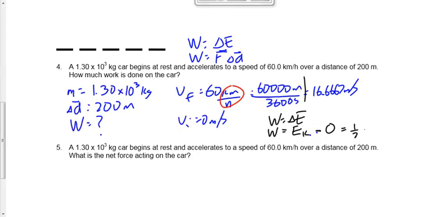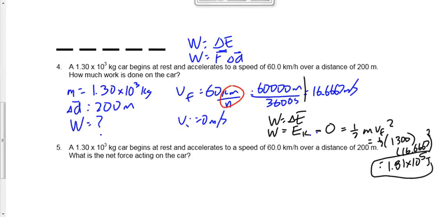So all we're going to do here is say 1/2 of m vf squared. So we're going to say 1/2 of 1300 times 16.6667 squared. And when we do that, we should end up getting 1.81 times 10 to the 5. Did anybody do it the other way, Reese's way, W equals F times D, and actually get a final answer?